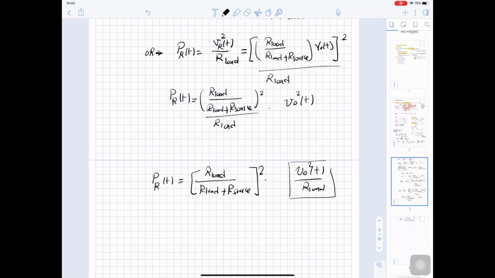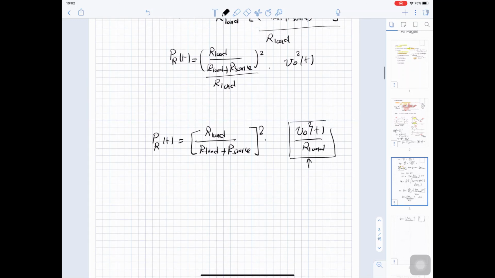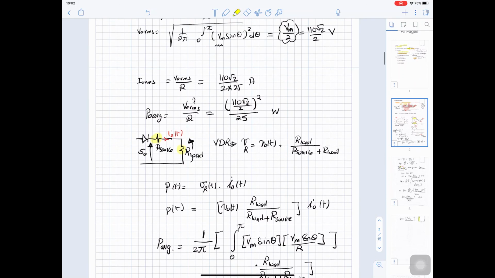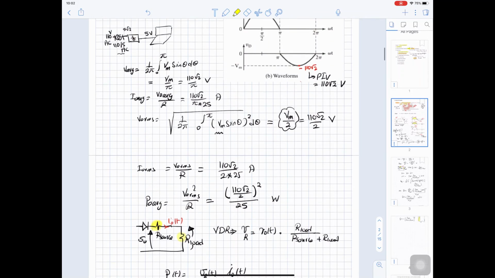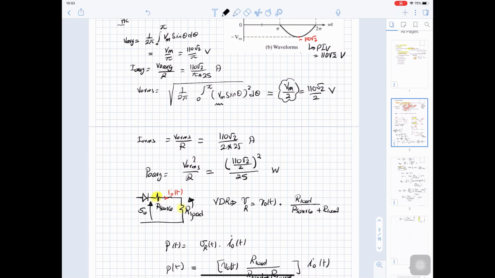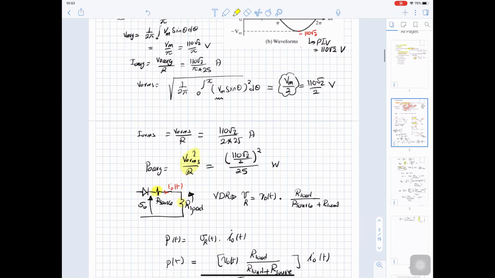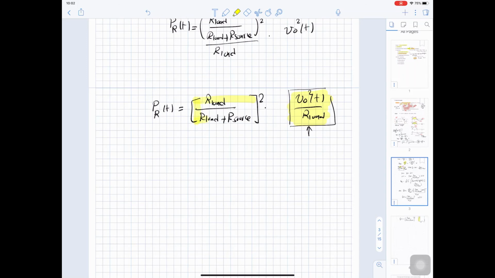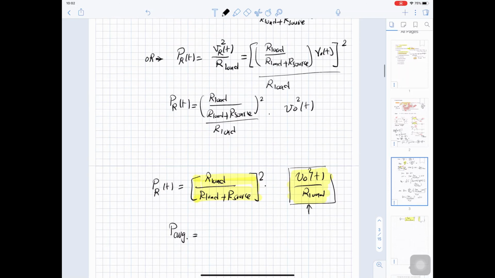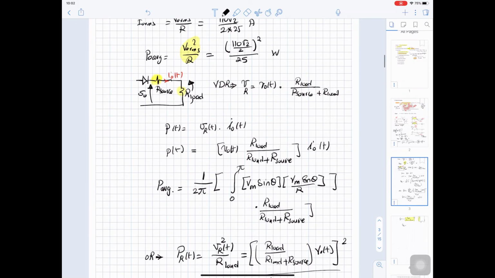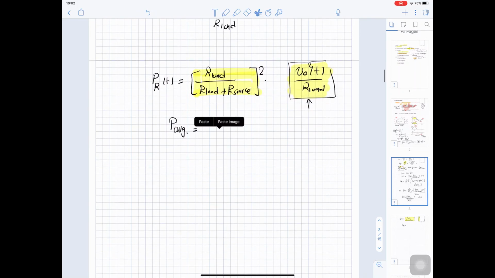This term is the original power. So this term is the original term to calculate the power if we don't have our source. If we don't have our source here, the power P out is V out squared over R. Now this power is scaled by this factor. So you can say that your P average will be the value we calculated here for the power, but we will multiply this by this scale factor here.